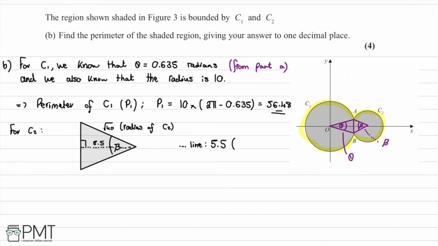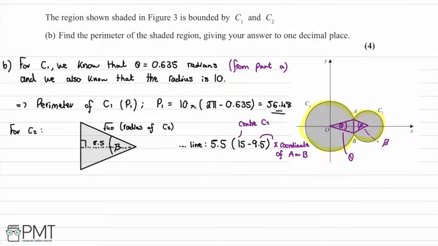How did we get that? That is going to be 15 minus 9.5. And what are those values? So that is the center of C2 and 9.5. What is that? 9.5 is the x coordinate of A and B. So then what does this mean?